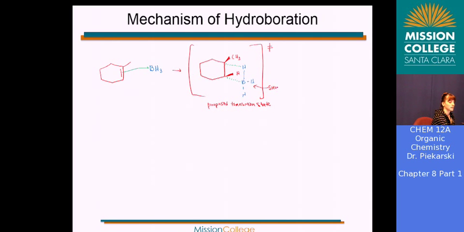So it has a lot to do with sterics for why that BH2 wants to be on the less substituted side. And it's syn addition, that whole complex adds to the same face. And then in the second step, when we add our alkaline hydrogen peroxide and base, we just simply convert this into an alcohol group. It oxidizes it.